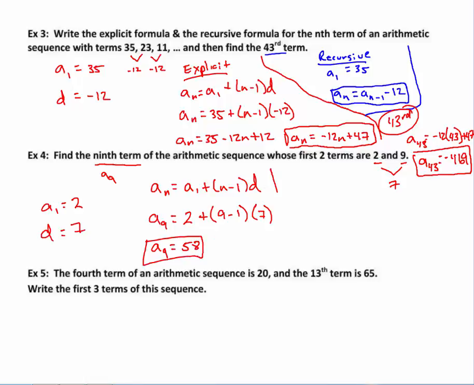Now, we could have taken this part right here and written out our formula, right? It's 2 plus n minus 1 times 7. Distribute all that. a sub n equals 2 plus 7n minus 7. a sub n equals 7n minus 5, right? That would have gotten us our formula. But this worked just as well. Here we would have done a sub 9 equals 7 times 9 minus 5. So that's 63 minus 5, 58.